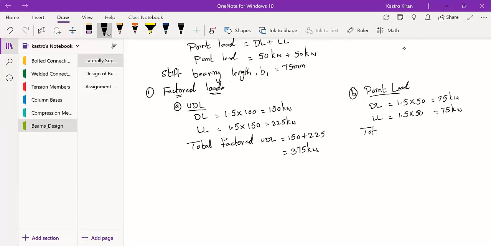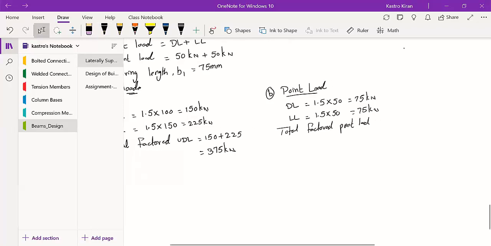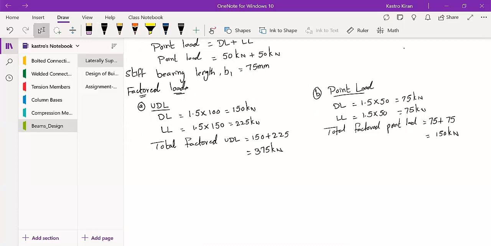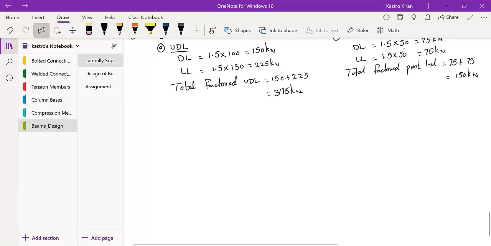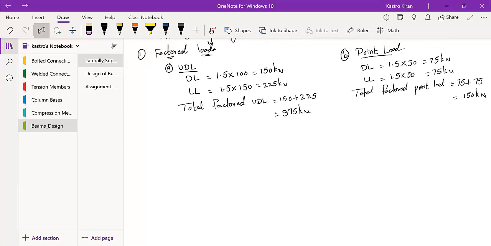Therefore, total factored point load equals 75 plus 75, which is 150 kilonewtons. So now you are very clear that the total amount of factored UDL load is 375 kilonewtons and the total amount of factored point load is 150 kilonewtons. Okay, so this is how you have to solve the problem.